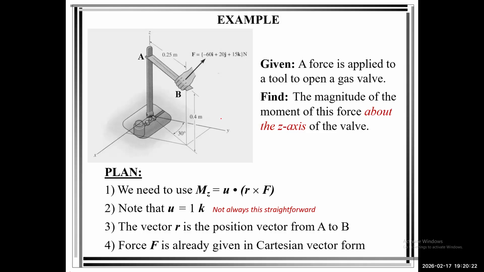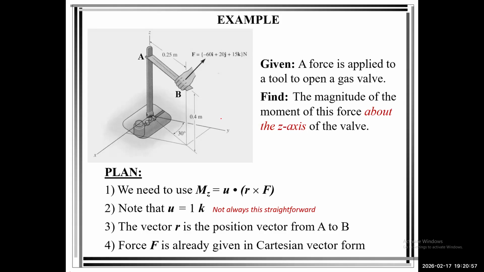So you're using a tool. A force is applied to a tool to open a gas valve. You must find the magnitude of the moment of the force about the z-axis of the valve. All right, now look at this. Our plan: the moment about the z-axis equals the unit vector along the z-axis dotted with the moment, r cross F.